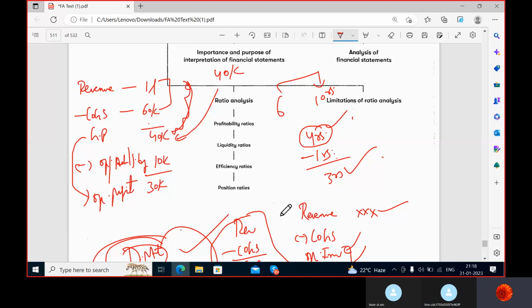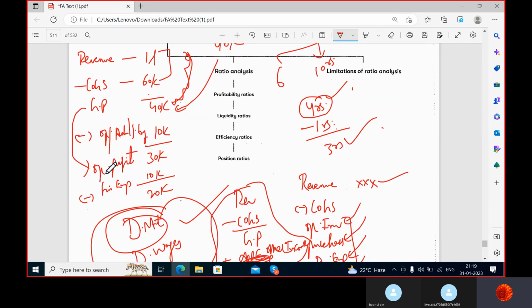Correct, sir. Of course, then less. Let us assume that I have no non-operating incomes. I have just finance expense. So my finance expense, which is non-operating expenses, is 10K. So I get how much? 20K.